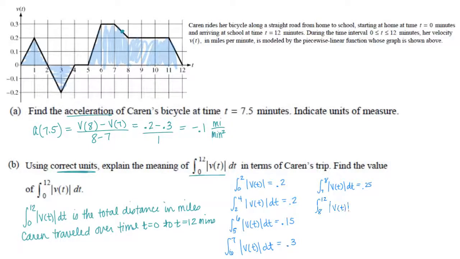this mess out. And if you do that, you should end up with 0.7. So the sum of all of these is going to be from 0 to 12, the integral of the absolute value of v at t dt, which should be about 1.8 miles.